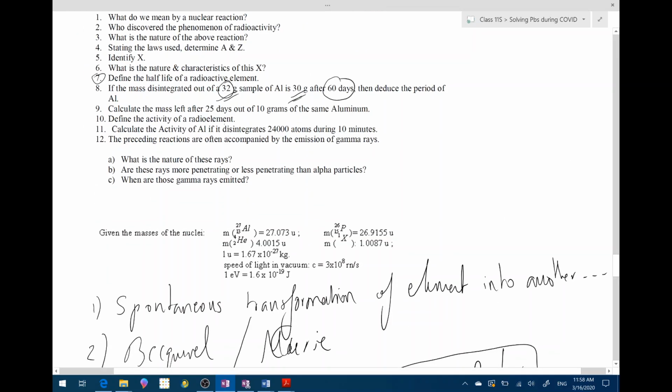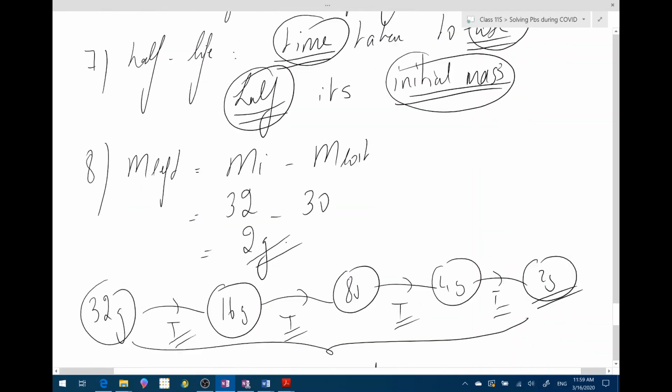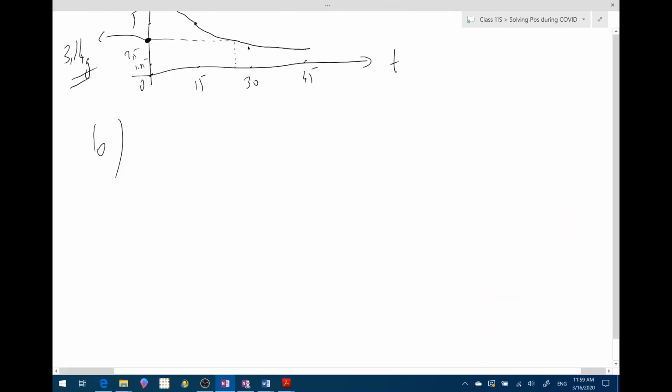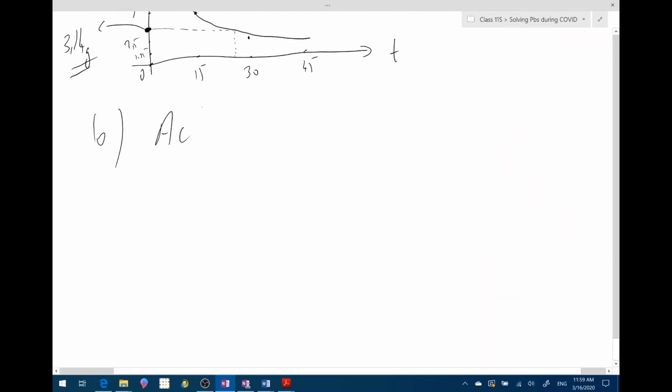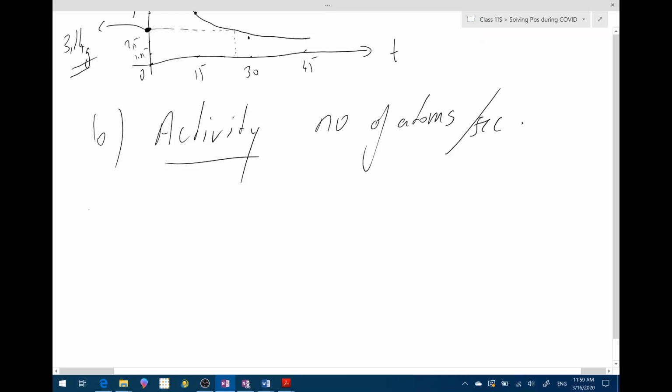Define the activity of a radio element. The activity is the number of atoms disintegrated per second. That is the activity. It's once again a course question. The number of atoms emitted per second. They have to be per second. And the activity is measured in becquerel.